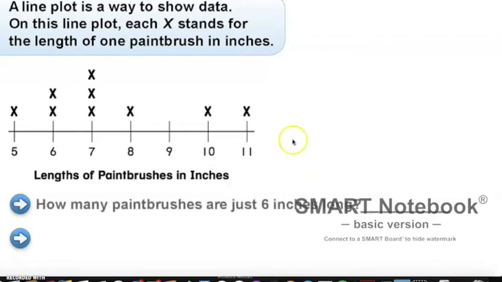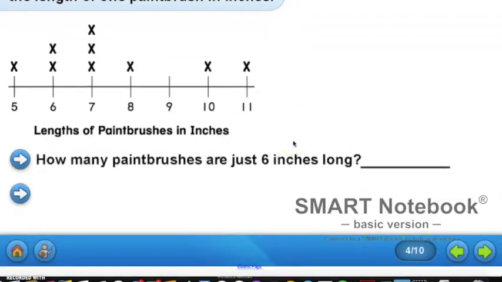So when we have a line plot, we ask ourselves in this example specifically, how many paintbrushes are just 6 inches long? So if we wanted to find that out, we would look on the line plot. The numbers on the line plot are always the inches or the length of whatever it is you're measuring. The X's are going to be how many of those objects you found to be each length.